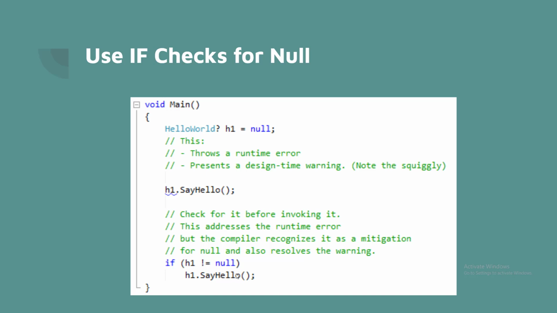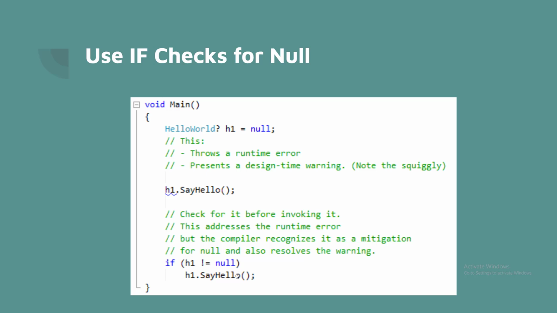And I can say in an if block, if h1 is null, then I'm not going to execute this code. You can see the comments there. It points out that the line above has two problems. One, the compiler is giving you a null check warning, and two, you will have a runtime error. So you really have two problems.